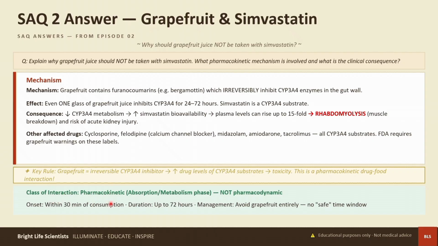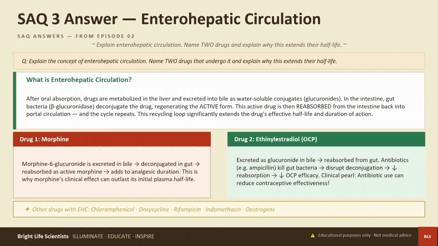SAQ 3. Explain enterohepatic recirculation. Name 2 drugs and explain why this extends their half-life. Enterohepatic recirculation is a recycling loop for drugs. Here is how it works. After oral absorption, the drug is metabolized in the liver and excreted into bile as a water-soluble conjugate, usually a glucuronide. That conjugate travels into the small intestine.